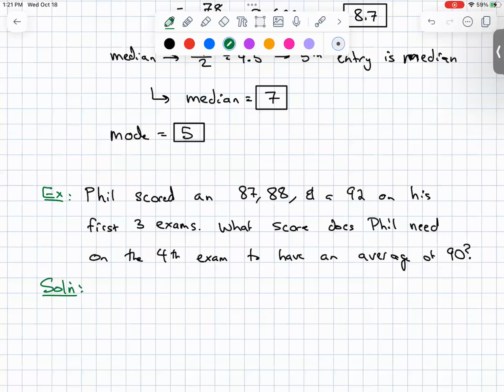with my hands. So this question here: what score does Phil need on the fourth exam? That is telling you that that is our unknown. So let's define it. Let X equal the score on the fourth exam. I want my average, and when they say that, they usually mean the mean average. Did I write that in the problem? No. Okay. To have a mean average. Sorry about that. Usually they will specify.